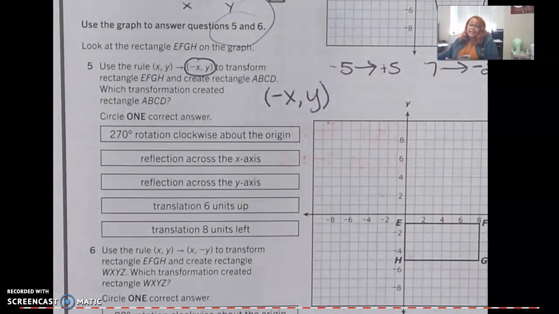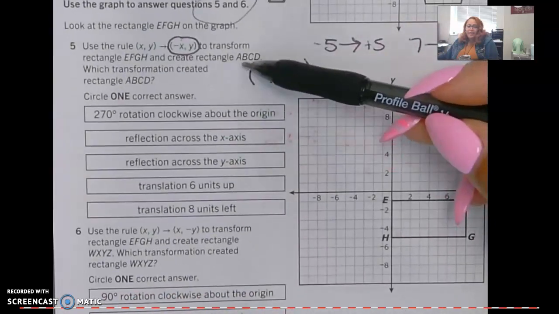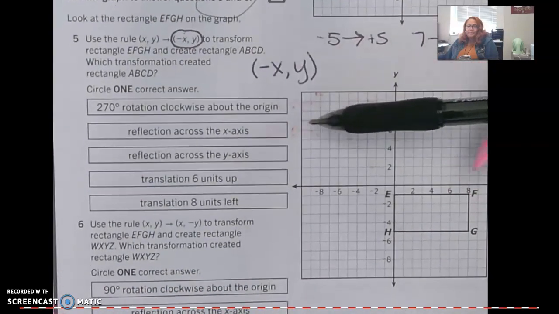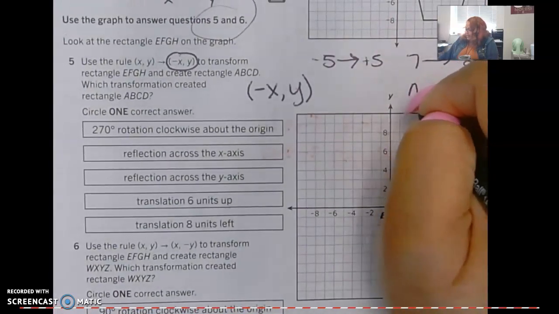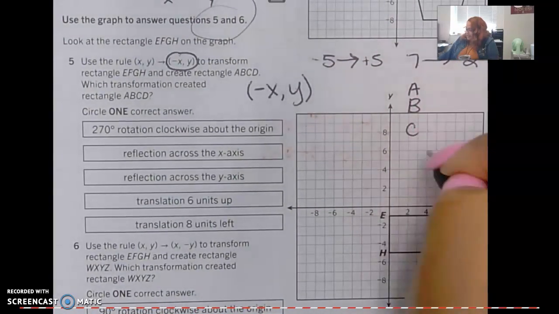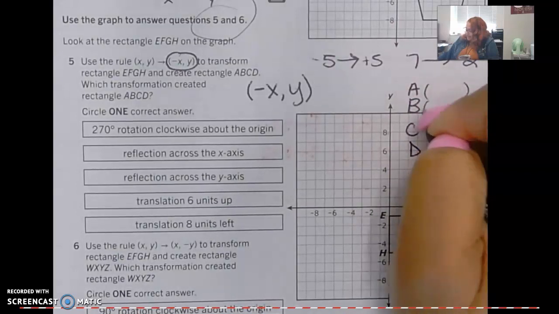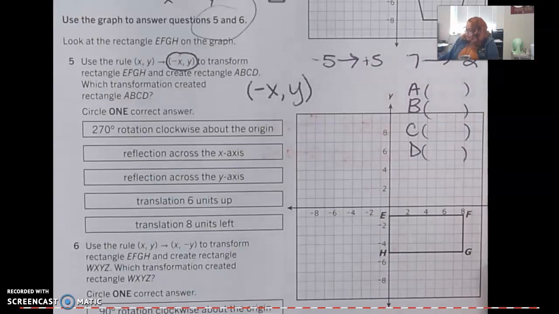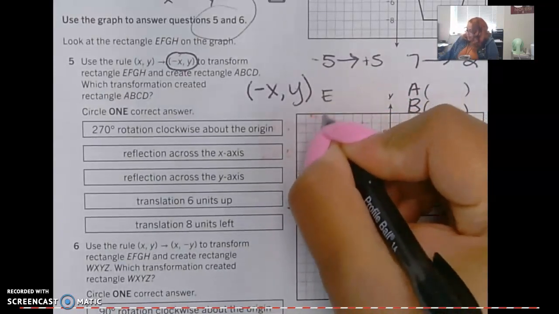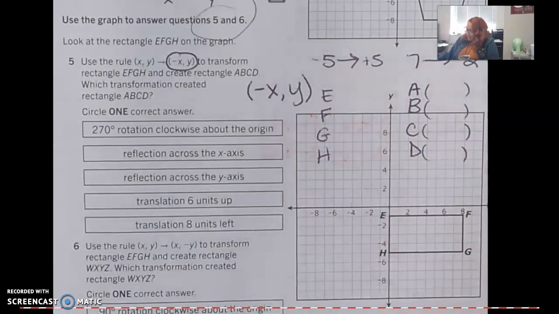Now, for rotations, the X and the Y switch places. So keep that in mind. This isn't necessarily a rotation because it's just the X being changed. And it's going to be changed about a certain axis. Okay? So once I change it, I am going to have the new points A, B, C, D. You are going to need to write the coordinates for A, B, C, and D, starting with E, F, G, and H.